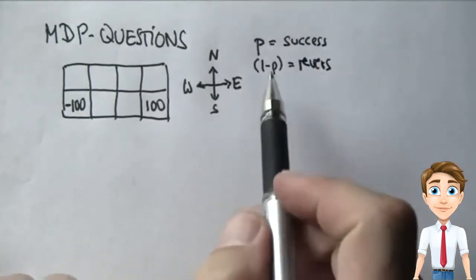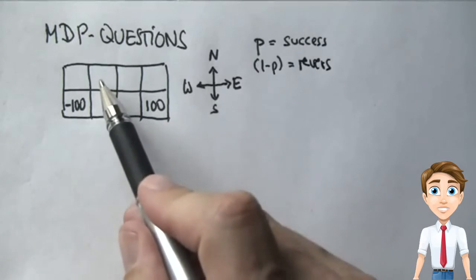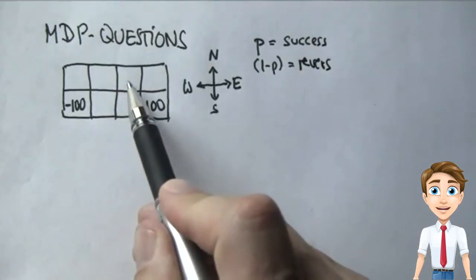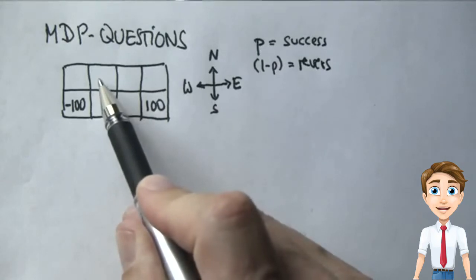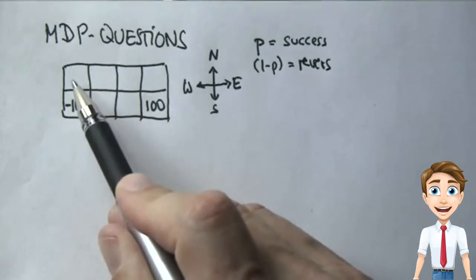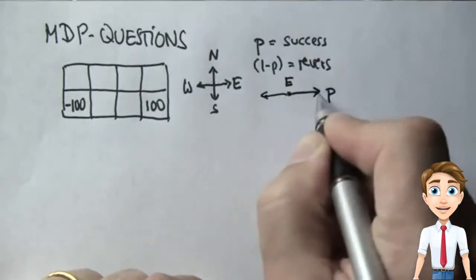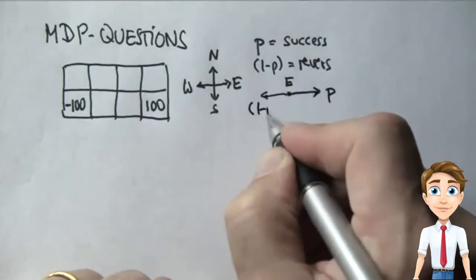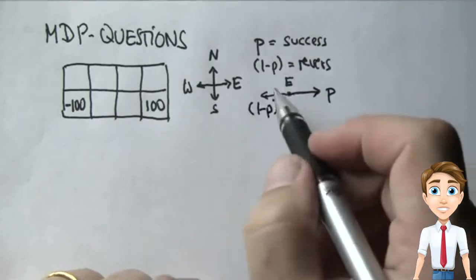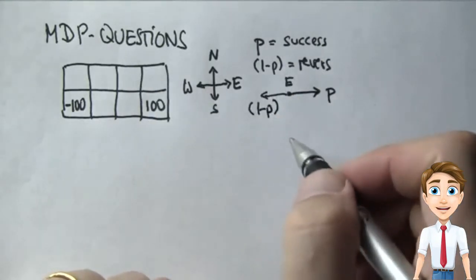So for example, if we take the action go east in the state over here, with p probability, we find ourselves over there. With a 1 minus p, we find ourselves right over here in the exact opposite direction. So here's the east action again. With p, we go to the right. 1 minus p, we go to the left. Of course, if we bounce into a wall, we stay where we are.